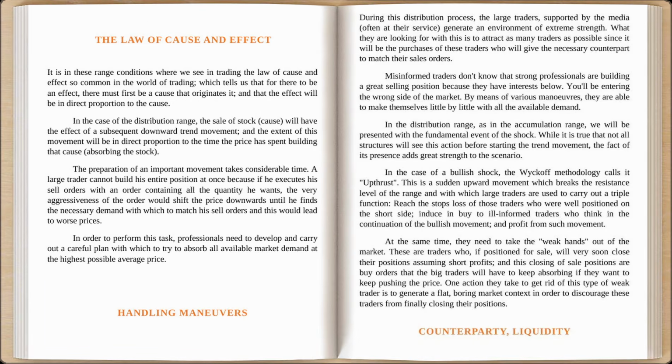It is in these range conditions where we see in trading the law of cause and effect so common in the world of trading, which tells us that for there to be an effect, there must first be a cause that originates it, and that the effect will be in direct proportion to the cause. In the case of the distribution range, the sale of stock cause will have the effect of a subsequent downward trend movement, and the extent of this movement will be in direct proportion to the time the price has spent building that cause, absorbing the stock.